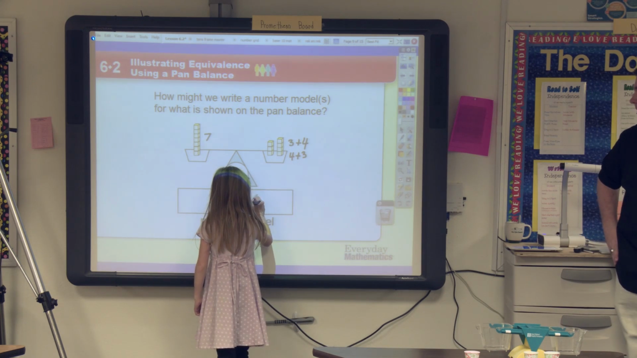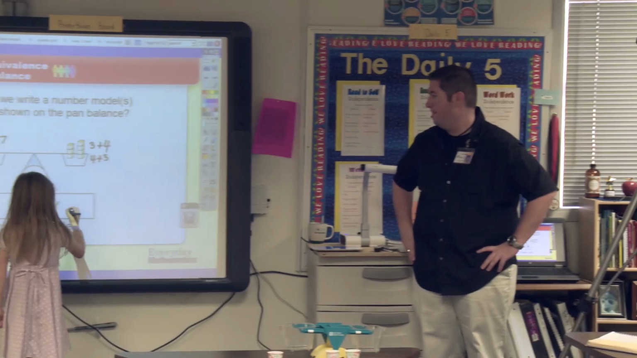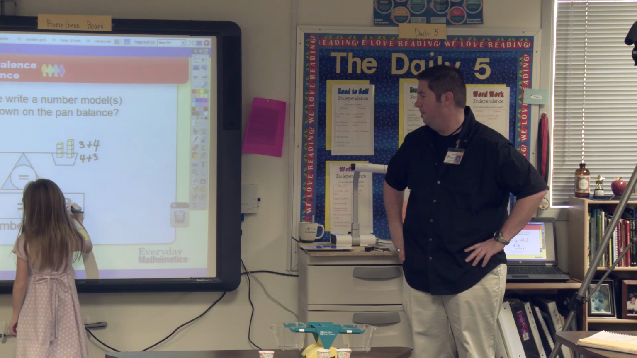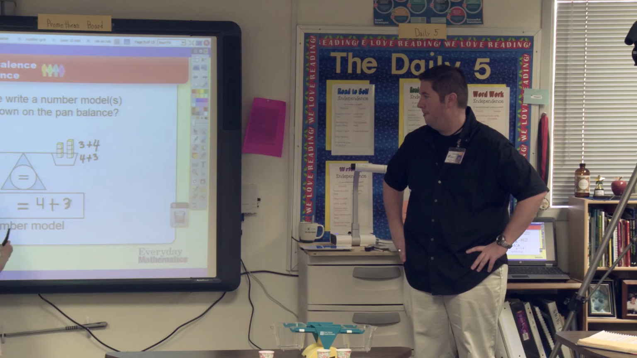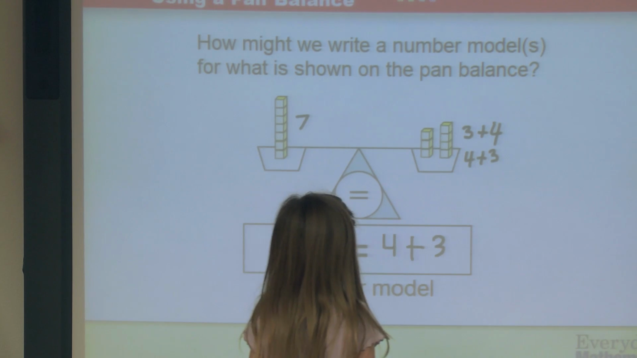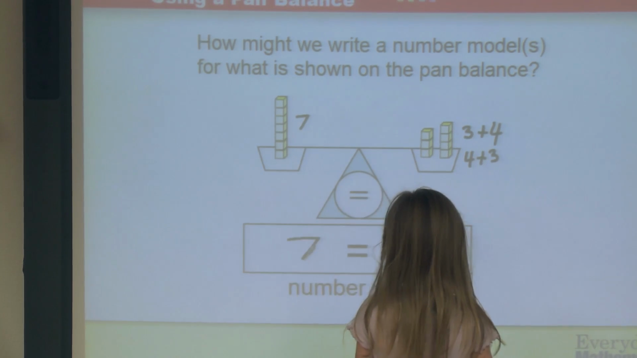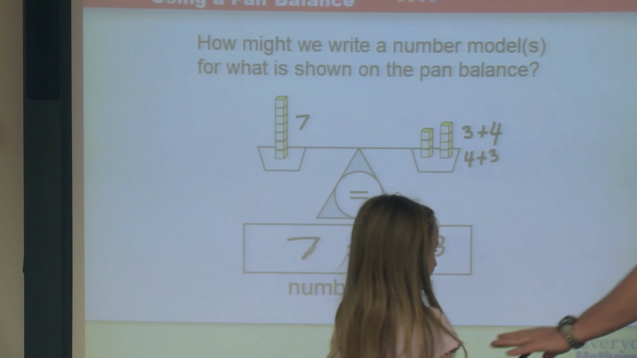Tell us what you're doing. Writing it for add 3. Why are you doing 4 add 3 there? Because it doesn't really matter which side you put it on. So it doesn't matter which side I put it on. Okay? Thank you. And what did you write as the answer on the other side? What did you just write down there? 7 equals 4 add 3.